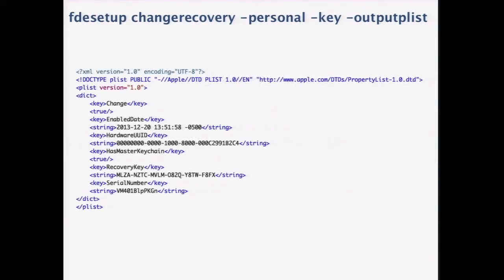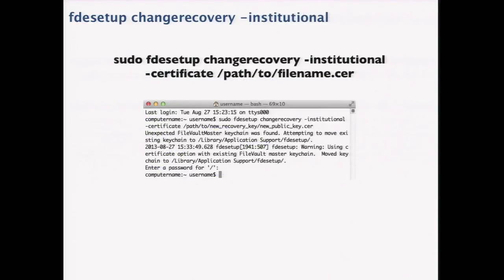The exported plist should contain information similar to what's shown on the screen and store the new personal recovery key in the recovery key value. Now to change to a new institutional recovery key, you will need to have the new public key available.